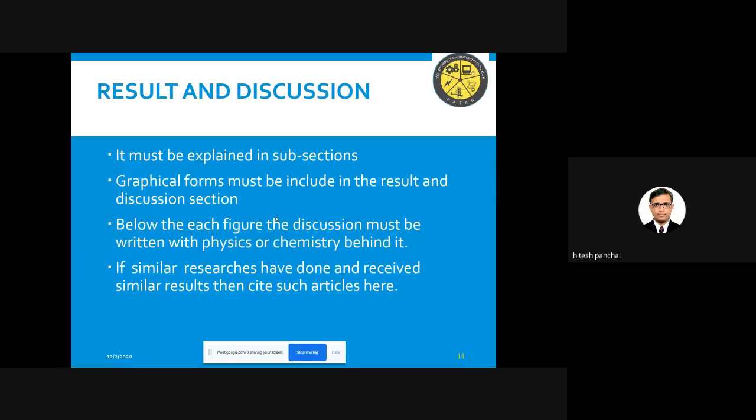And why is it important? Because in result and discussion, if you obtain much plagiarism, then definitely your paper will be rejected. In the introduction section, it is possible that you receive a larger amount of plagiarism, but in result and discussion, your chances of acceptance are lower. That's why it should be written precisely.